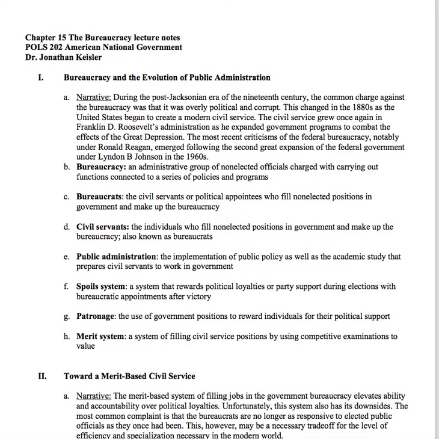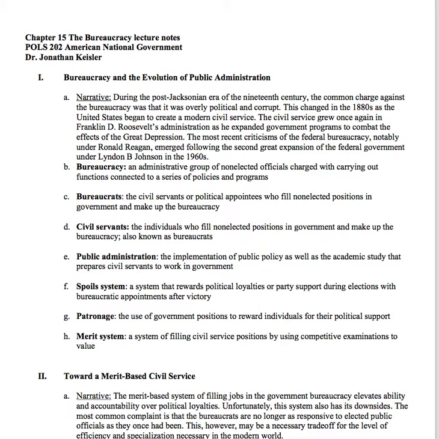Bureaucrats are civil servants or political appointees who fill non-elected positions in government and make up the bureaucracy. Another way of saying this is civil servants, who are the individuals who fill non-elected positions in the government, make up the bureaucracies. So when you hear the terms bureaucrats and civil servants, they're used interchangeably. They essentially mean the same thing.